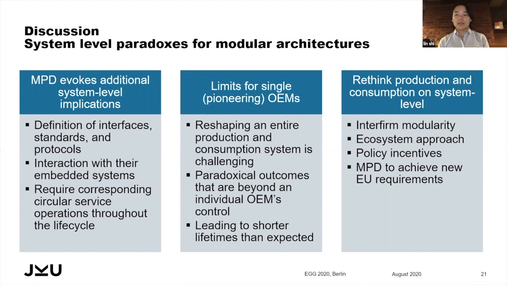We also find that there are limits of a single OEM. While a single company such as SmartMod has the greatest intention to facilitate sustainability, it encounters roadblocks to improve the sustainability of the production consumption system. We observe paradoxical outcomes that are beyond individual companies' control. So all of the paradoxes could potentially lead to shorter product lifetime, which is not intended by these individual companies.